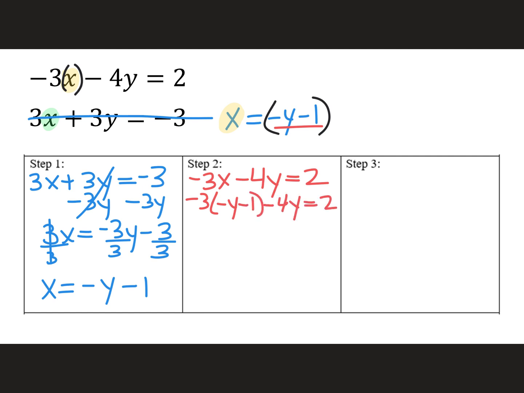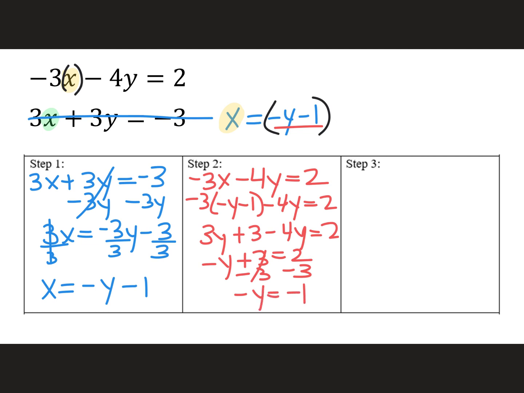I'm going to distribute. That's going to come with positive 3y plus a 3 minus 4y equals 2. Combine my like terms, I'm going to have a -1y, or -y, plus 3 equals 2, minus 3 minus 3, -y equals -1. Well, that means that y equals positive 1.